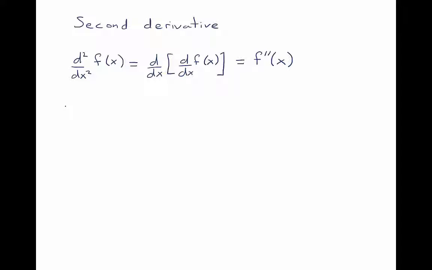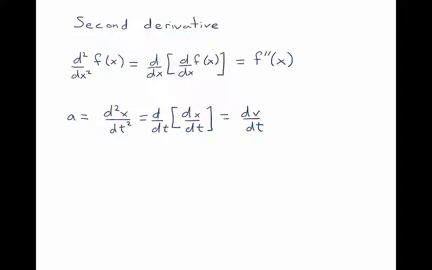So acceleration is the second derivative of position. So we can write that like that. Acceleration is the second derivative of position with respect to time. So if we write it out the long way, you can see how this is related to acceleration being the derivative of velocity, because this is velocity.